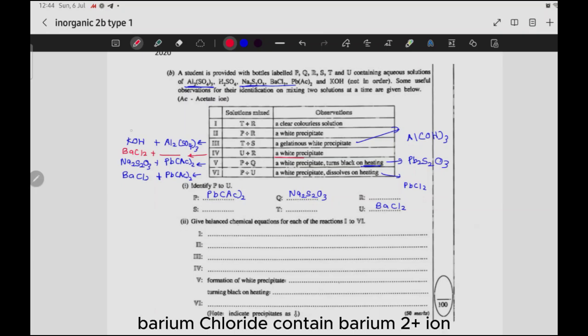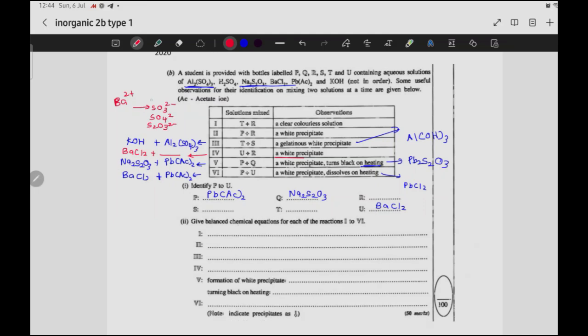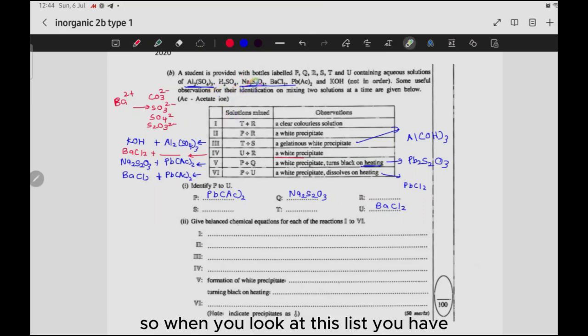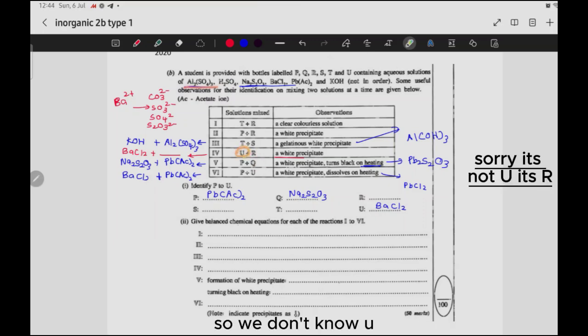Barium chloride contains barium 2+ ion. So barium 2+ ion forms precipitate with SO3 2-, SO4 2-, S2O3 2-, CO3 2- ions. So these are the white precipitates formed by barium 2+. So when you look at this list, you have SO4 2-, S2O3 2-, and that's it. You have sulfate and what you can see U, right? So we don't know U, right?